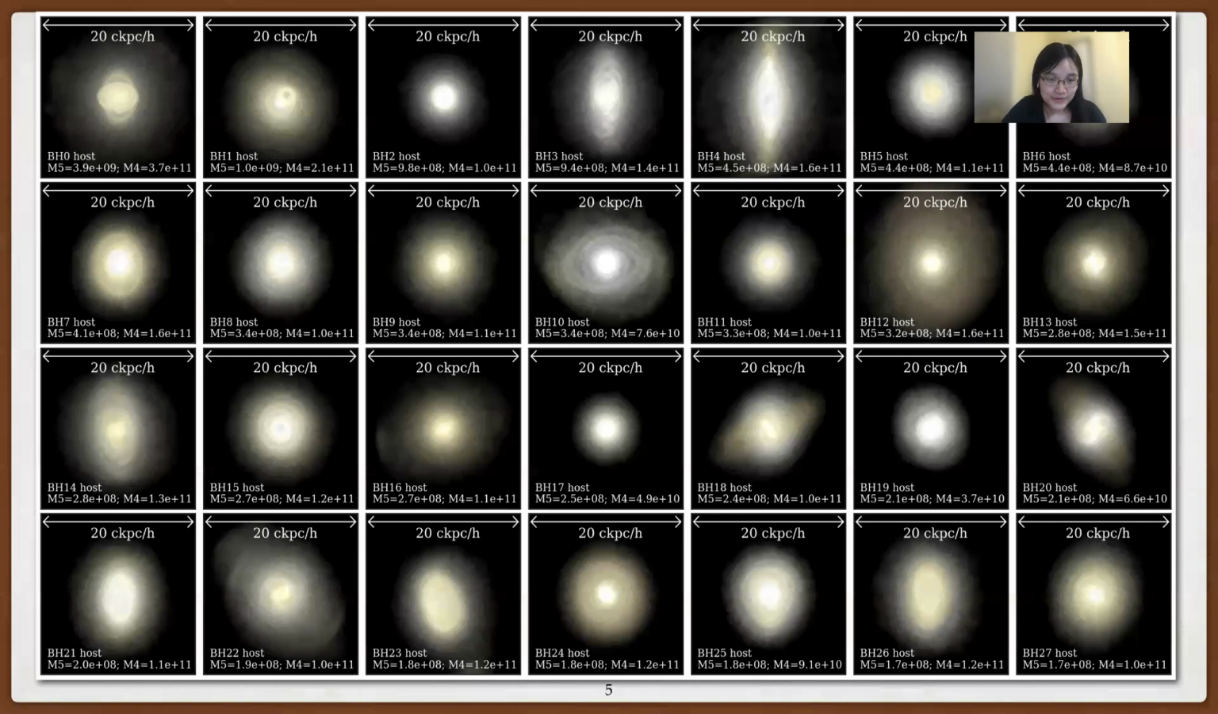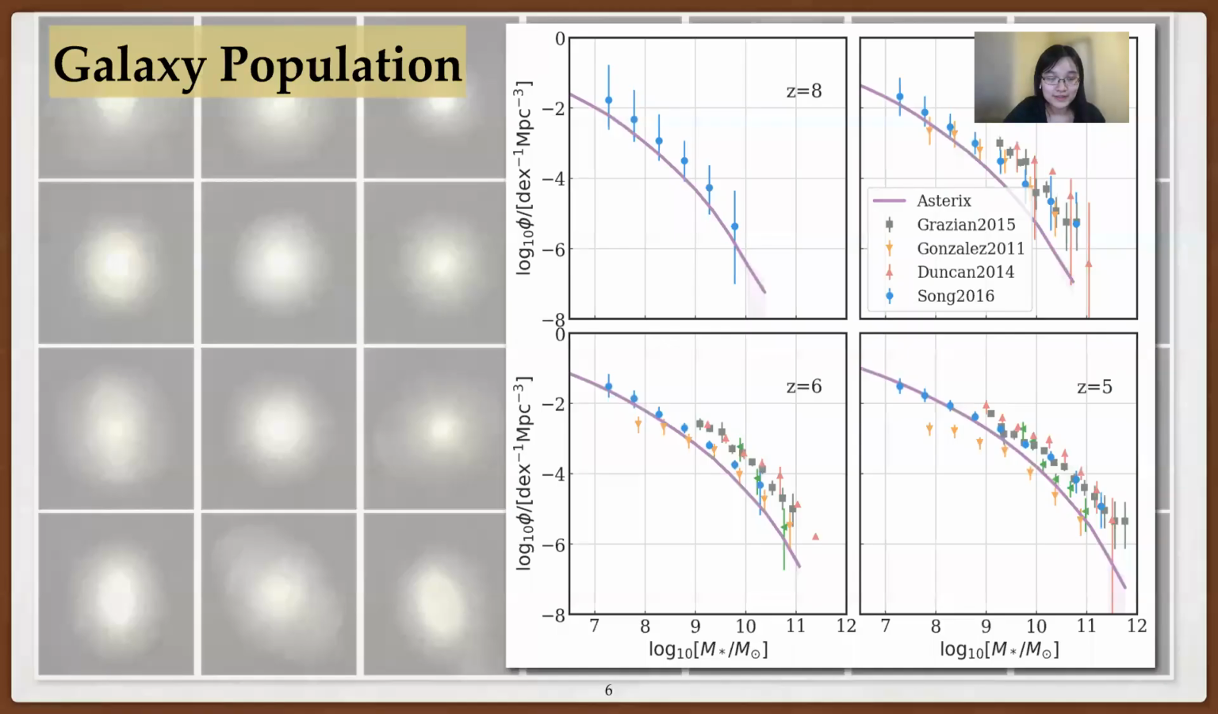Here is a gallery view of the galaxy hosts for the massive black holes in Asterix. With the large volume of the Asterix simulation, we have a good statistical sample of those galaxy systems in different environments, and we can study the co-evolution of massive black holes with their host galaxies. We first look at some basic statistics of the galaxy and black hole populations in Asterix.